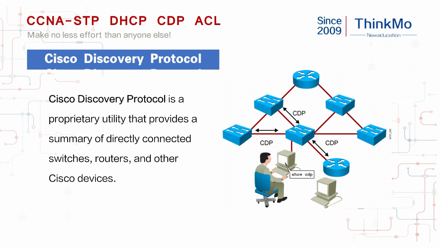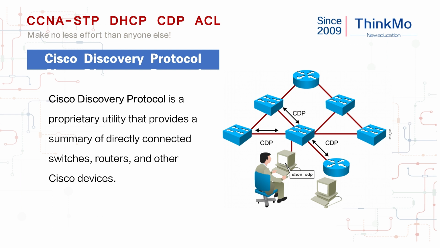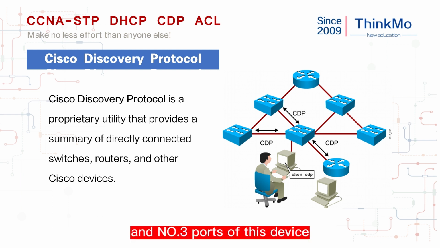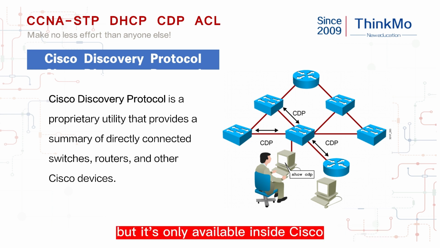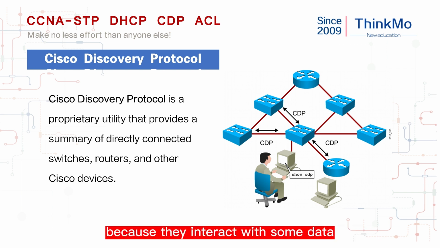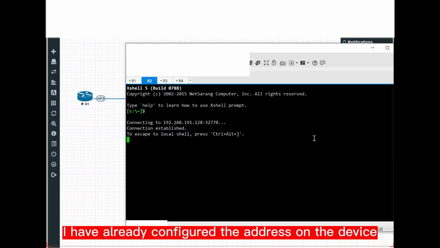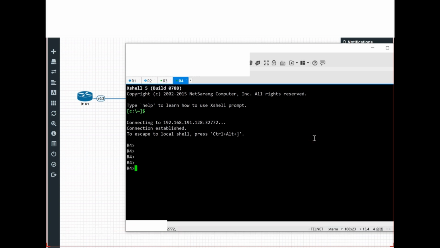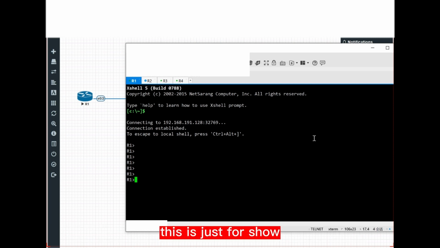It will tell you what kind of equipment is there next to the number 1, number 2, and number 3 ports of this device. It is equivalent to providing you with some information. But it's only available inside Cisco. CDP does not require you to run this protocol, but you need to configure the address for this interface, because they interact with some data. This is our device. I have already configured the address on the device, because this does not need to be assigned in class. This is just for show.